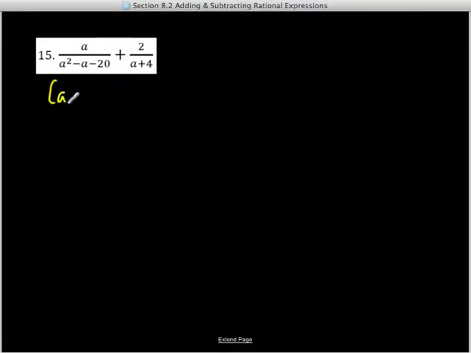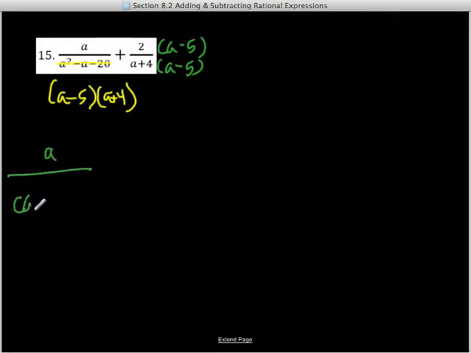Okay, so first things first, we always factor. So what multiplies to negative 20, but adds to negative 1? Well, 5 times 4 will be 20. Negative 5 plus 4 would make it be negative 1. So I would think I have a plus 4, a minus 5. On my right-hand fraction, I have a plus 4, and I need to have an a minus 5 added on to that one. So my left hand, I do not need to add anything.